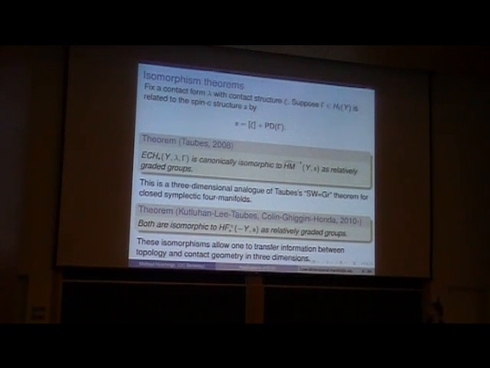It's now known that both of these theories are isomorphic to Heegaard Floer theory. So there's a series of papers which started coming out last year by Kutluhan, Lee, Taubes, and Colin, Ghiggini, Honda, which are proving this. So when you have these isomorphisms, it allows you to transfer information between topology and contact geometry. So if you know something about Heegaard Floer, Seiberg-Witten Floer theory, then it tells you something about contact geometry and vice versa.